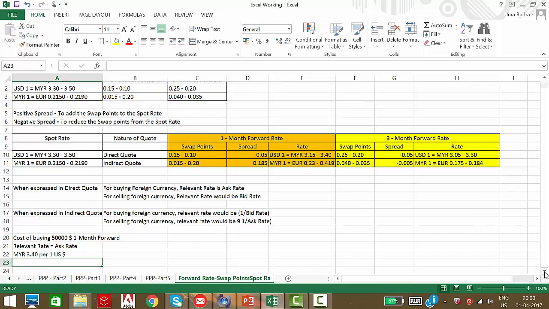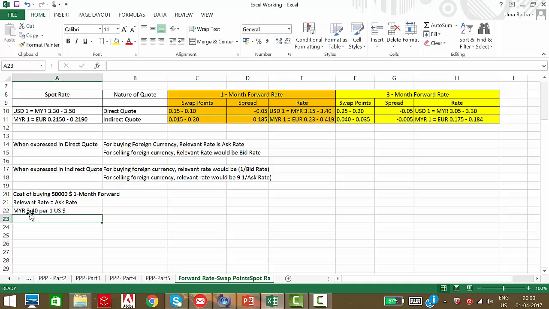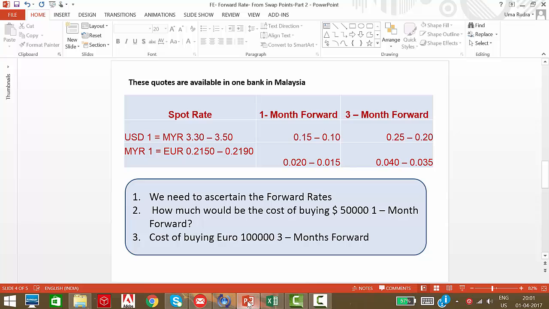What does it mean? It means to buy $1, I need to shell out 3.4 Malaysian ringgit. Or in other words, 1 US dollar cost me 3.4 Malaysian ringgit. So 50,000 US dollar would cost me 50,000 into 3.40, 170,000 Malaysian ringgit. So to buy 50,000 US dollar in 1 month forward rate, it will require 170,000 Malaysian ringgit. Yeah, clear? Another example is cost of buying euro, 100,000 euro 3 months forward.